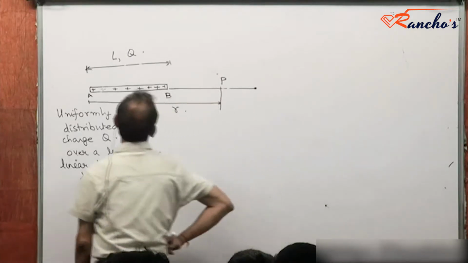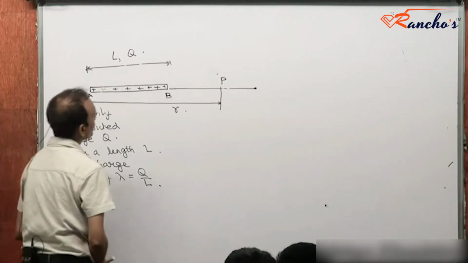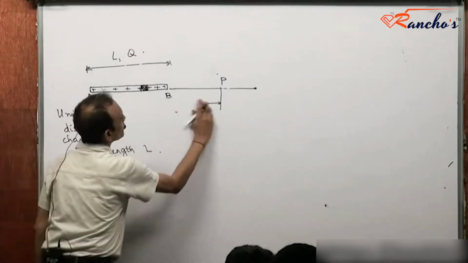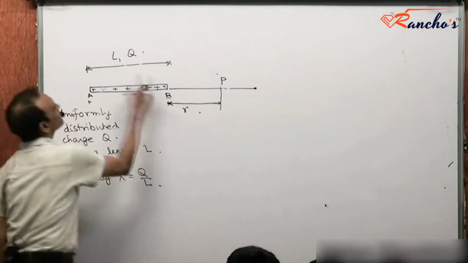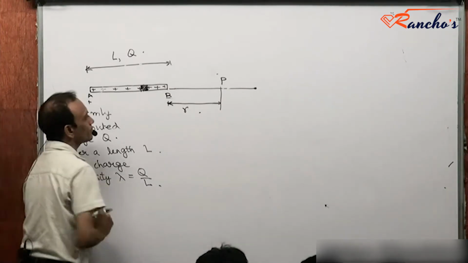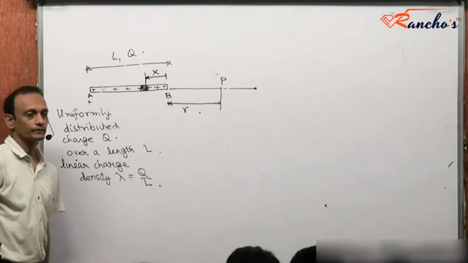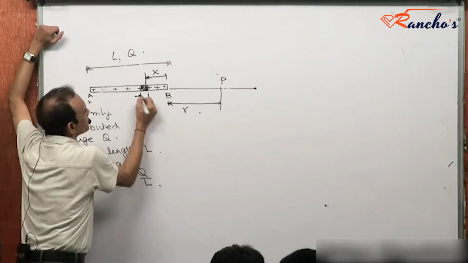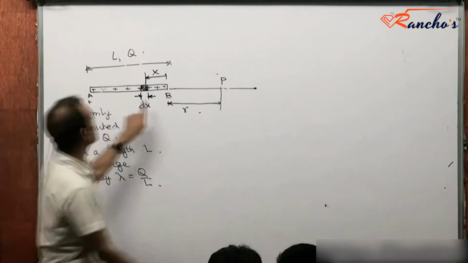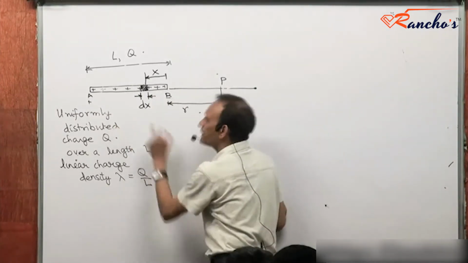Now, just to simplify matters, let me call this R. Now the whole thing will be L plus R. At a distance x from B, I take a small element dx along the length. Dx is a length, right?